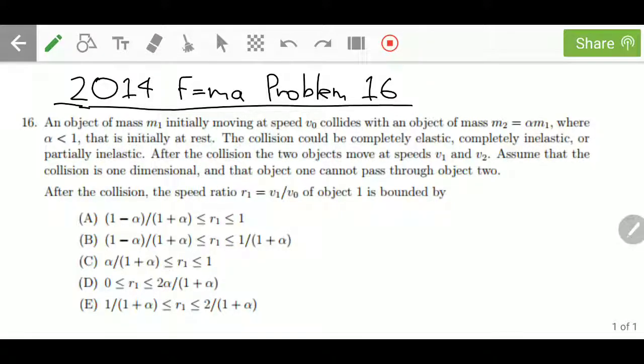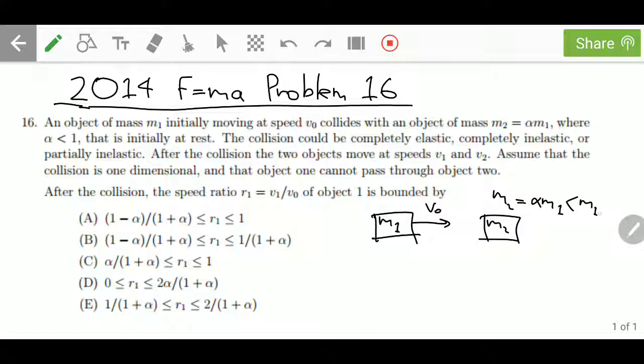Hello. In this video, I'm going to explain problem 16 from the 2014 F equals MA contest. In this problem, we have an object of mass 1 moving at a speed v0, and that collides with an object of mass 2, and we're told that m2 is equal to alpha m1, and alpha is less than 1. So notice that m2 is less than m1.